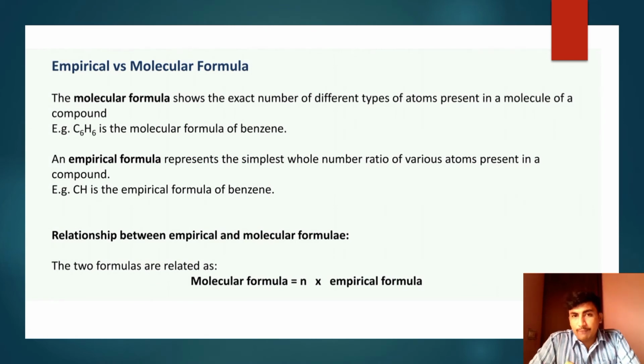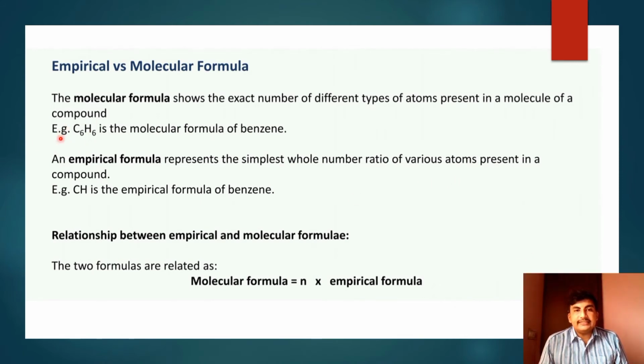Then empirical formula and molecular formula. Both formulas are very, very important in the board exam also. First, you should understand what the empirical formula and molecular formula are and what is the relation between them. See, first we study the empirical formula. An empirical formula represents the simplest whole number ratio of various atoms present in a compound.